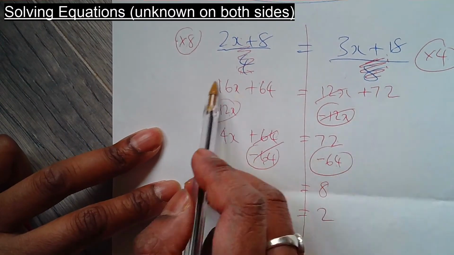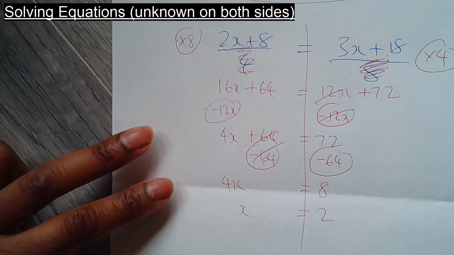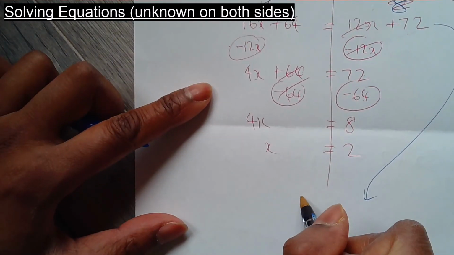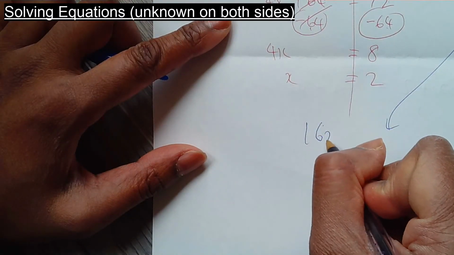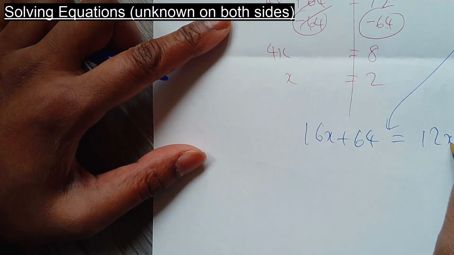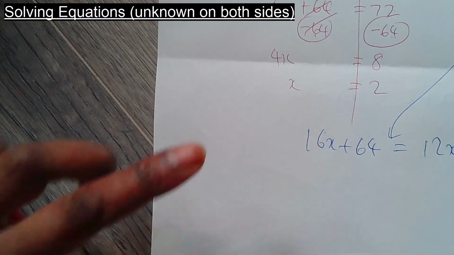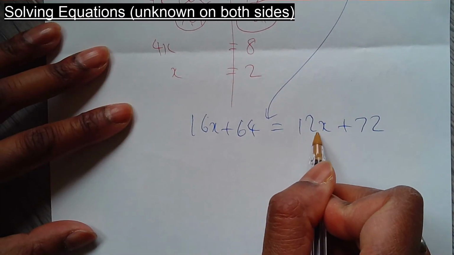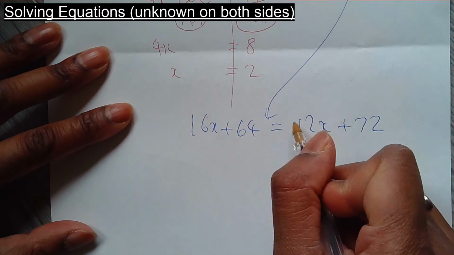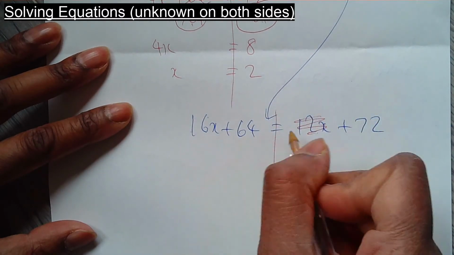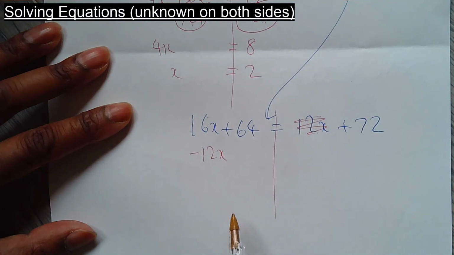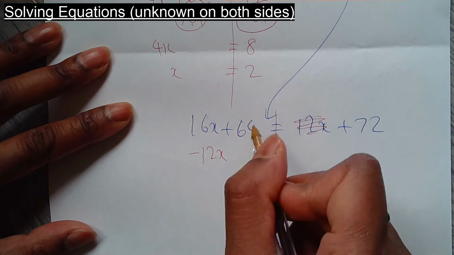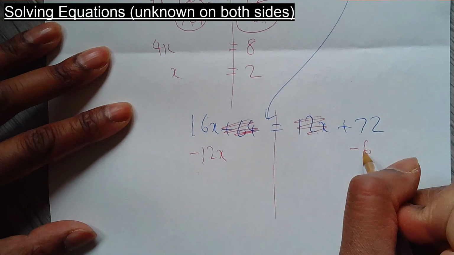Right, here I used the balancing method. If you wanted to, you could have used the float and ping method. So if I show you that again, one more time: 16x plus 64 equals 12x plus 72. If I wanted to use the float and ping method, pick on the 12x rather than the 16x. So take the positive 12x to the other side. It becomes a minus 12x. 16x and minus 12x want to be together. That positive 64 is in the way. So get rid of that positive 64, take it to the other side, it becomes minus 64.